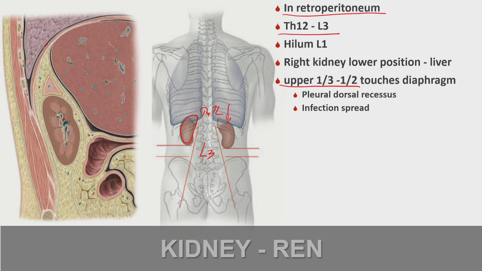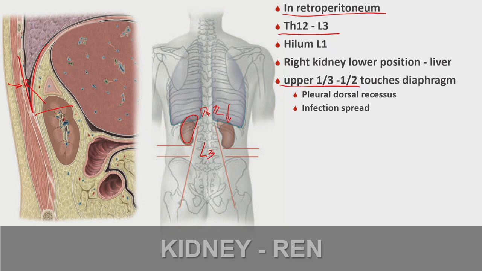Especially important is the dorsal pleural recessus, which is about 1/3 behind the dorsal aspect of the kidney. This space, the pleural cavity, is important for the spread of infection. Typically, with infection from a kidney, the pleural cavity could be irritated.